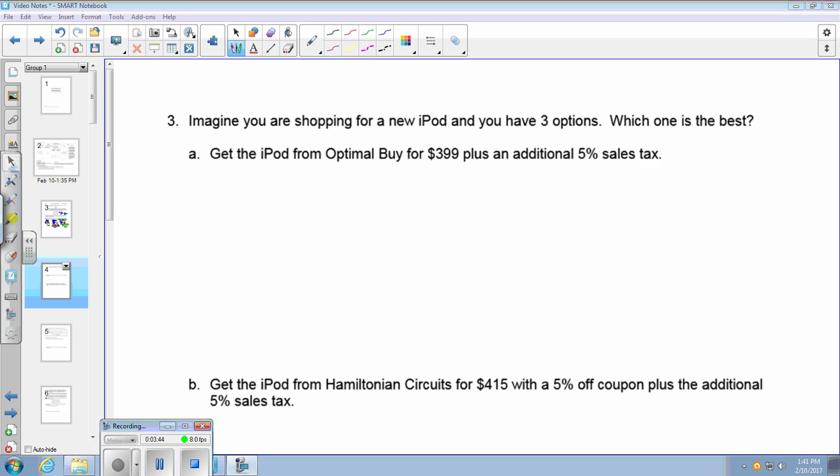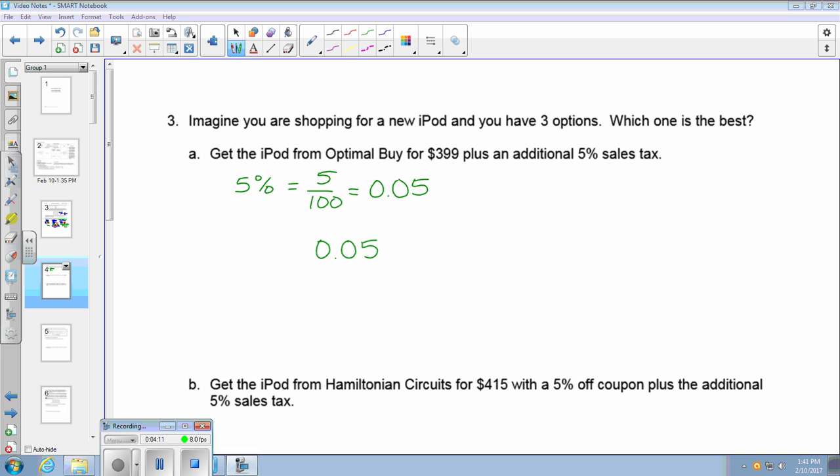Okay, so number 3, imagine you're shopping for a new iPod and you have 3 options. We want to figure out which one is the best. So in part A, you can get your iPod from Optimal Buy for $399 plus an additional 5% sales tax. All right, so we want to figure out what's the final cost. So if you have a 5% sales tax, 5% means 5 out of 100. And if we carry out that division, we get 0.05 for a decimal. And now we can take that.